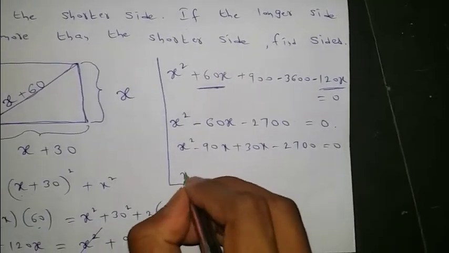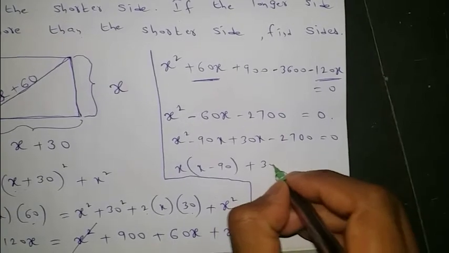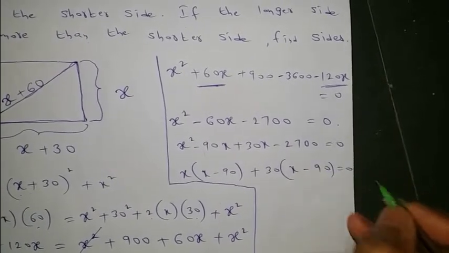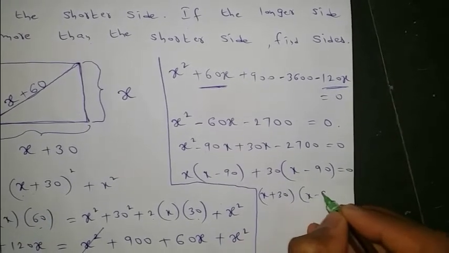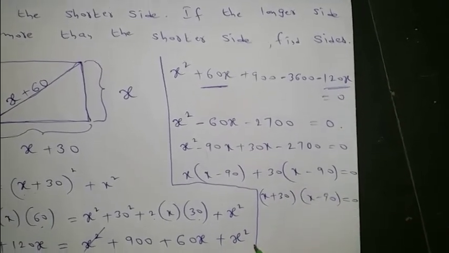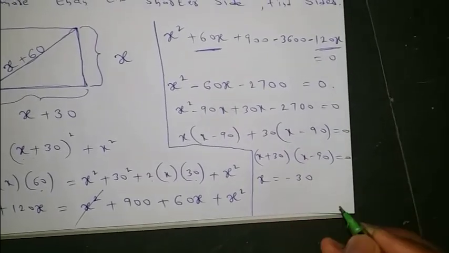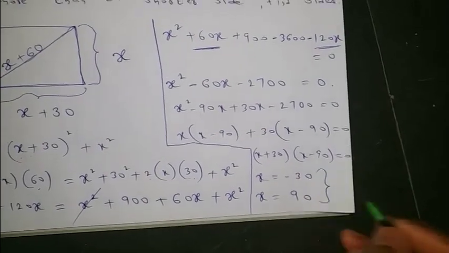From the first two terms I am taking x common, so remains with x minus 90, plus 30 common I am taking, so remains with x minus 90 is equals to 0. So we will get x plus 30 into x minus 90 is equals to 0. Here plus 30 is there, so x value will get minus 30, minus 90 is there, so we will get the x value as plus 90.